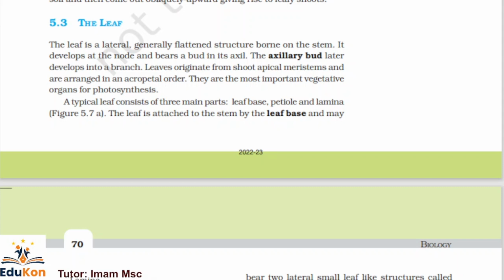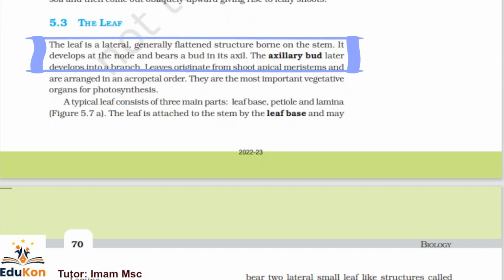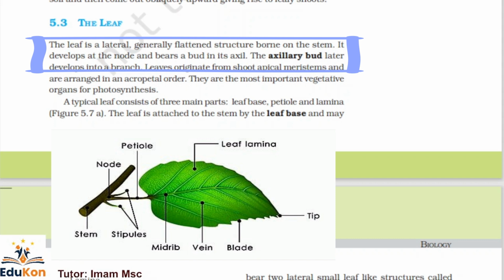In this session, we'll learn about leaf. The leaf is a lateral, generally flattened structure borne on stem. Most of us might have seen leaves on plants. It develops at the node and bears a bud in its axil. The axillary bud later develops into a branch.